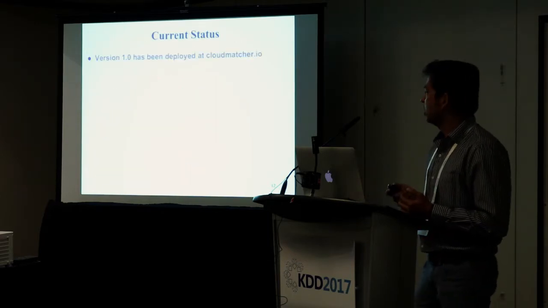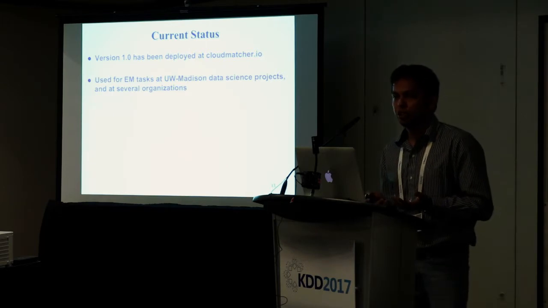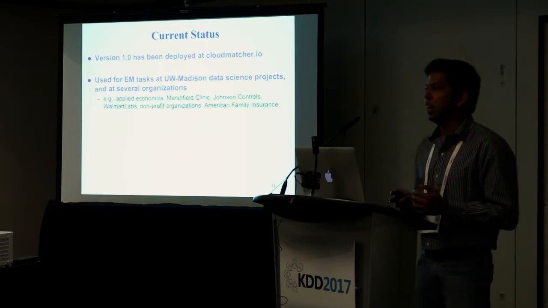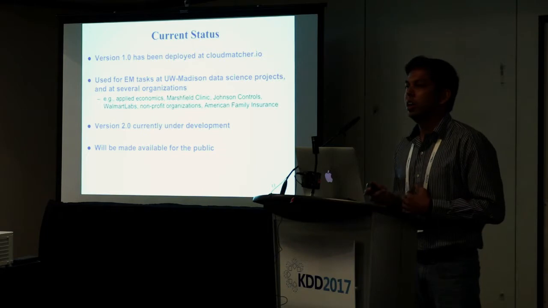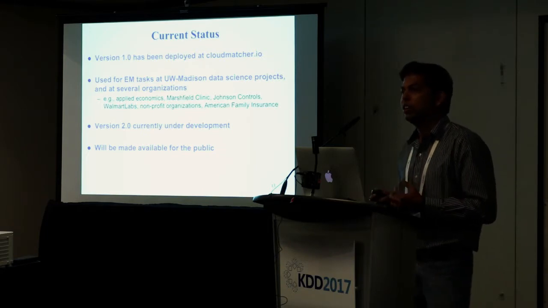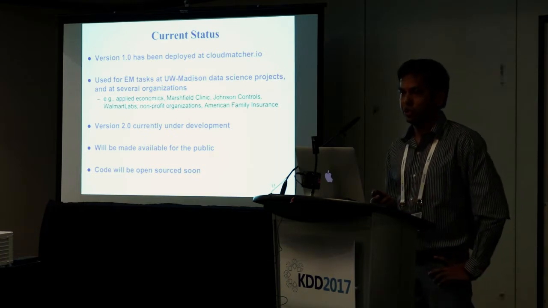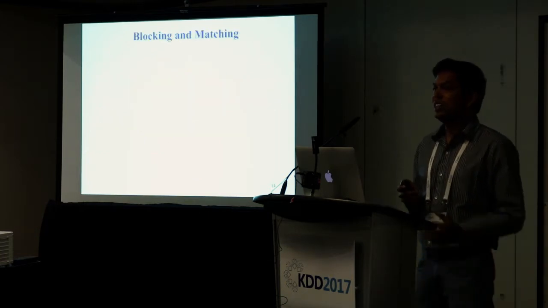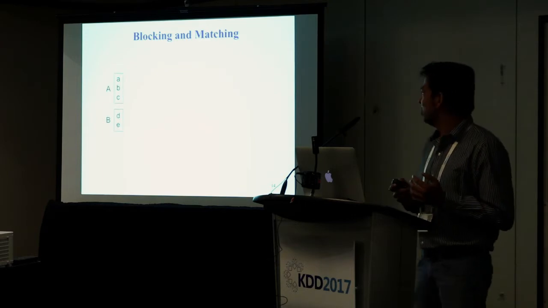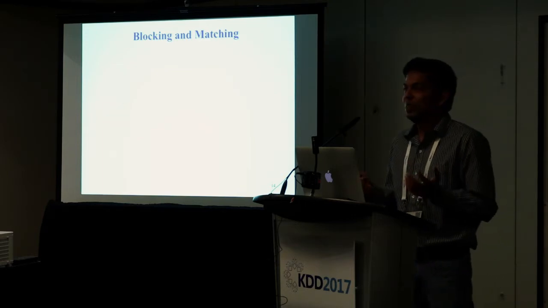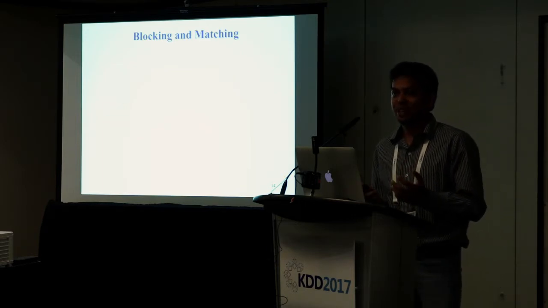So the current status is that we have deployed version 1.0 at cloudmatcher.io, and it's being used at different departments at UW and affiliated research institutions. We also plan to open source the code in the near future. So CloudMatcher is very easy to use from outside, but underneath it has a lot more complexity.